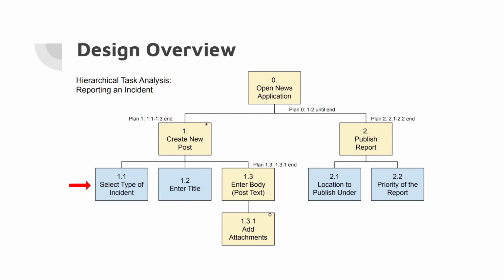From here, the user would need to fill out the required fields of the new report form. The user can also optionally add an image or video attachment to provide context for their report. The user would then select to publish the report. At this point, the user would be prompted to choose a location to publish it under, which would default to their current GPS location. Finally, they would select the priority of the report, which reflects how and when the users are notified.